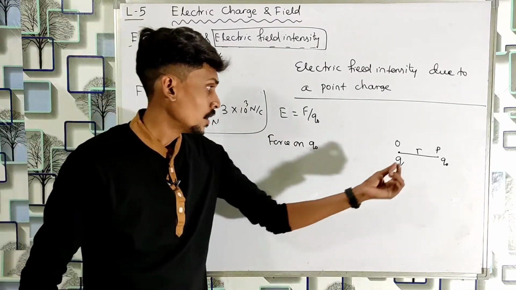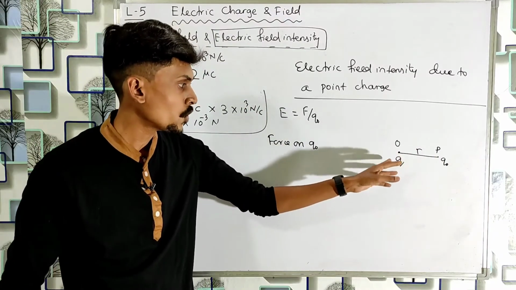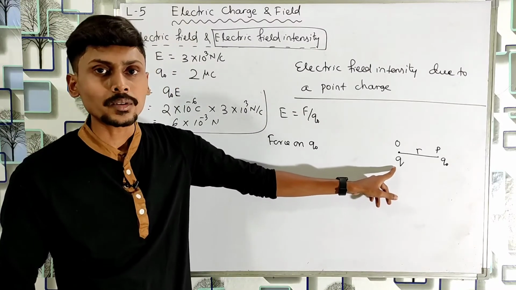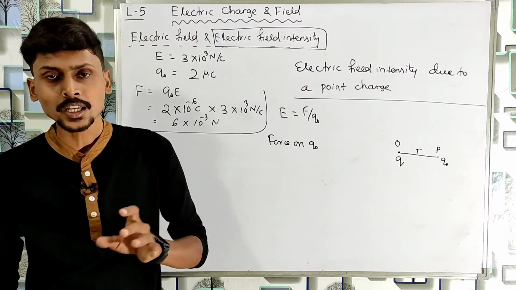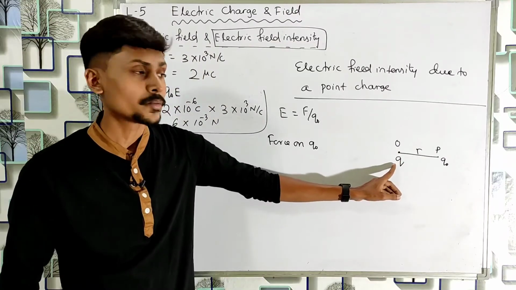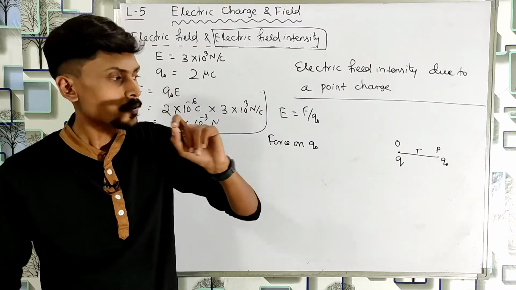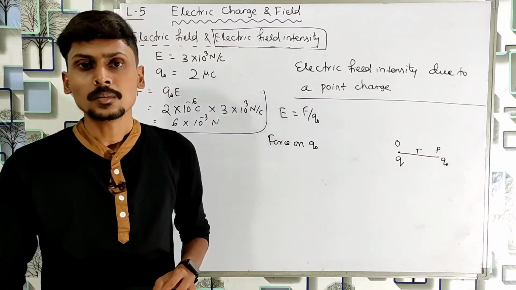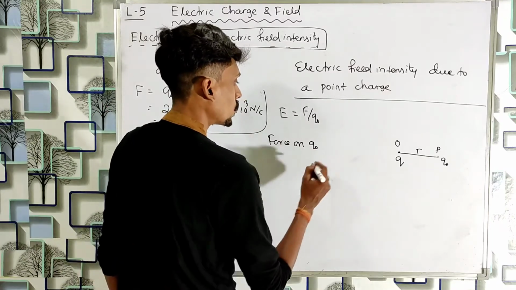We know that this q naught will experience some force due to Q. This Q will exert some force on q naught. If Q is positive, then the force will be repulsive force, because q naught is always positive. The test charge is always positive. If the source charge is positive, then the source charge will repel the test charge. But if the source charge is negative, then it will attract the test charge. But there will be electric force. Is that clear? So force on q naught will be how much?